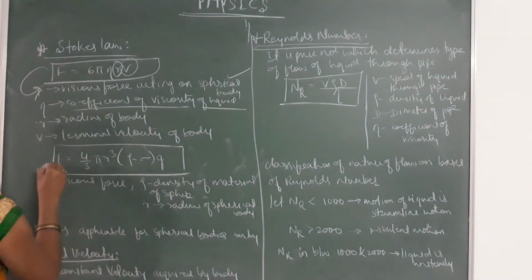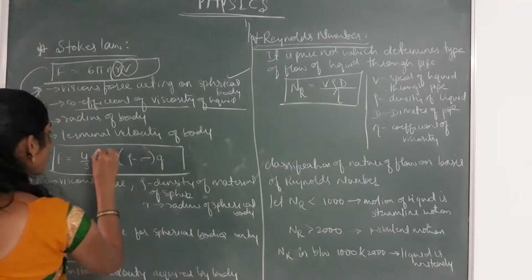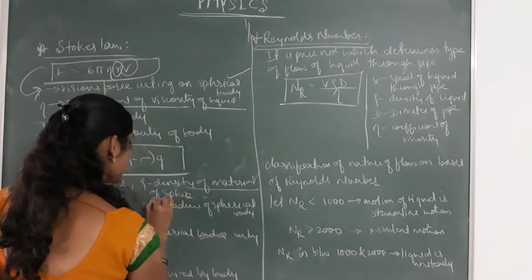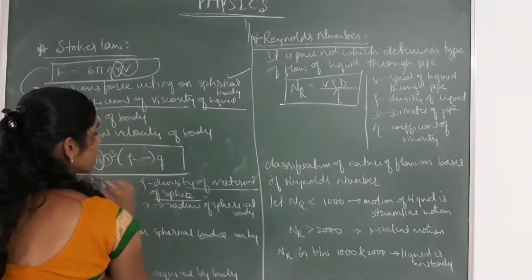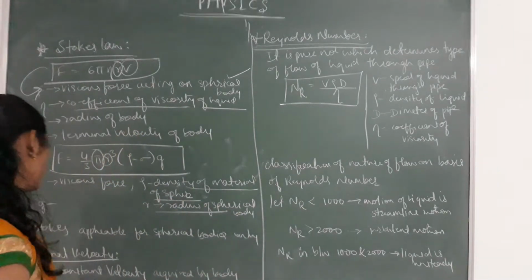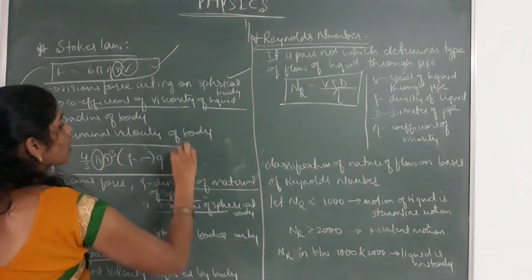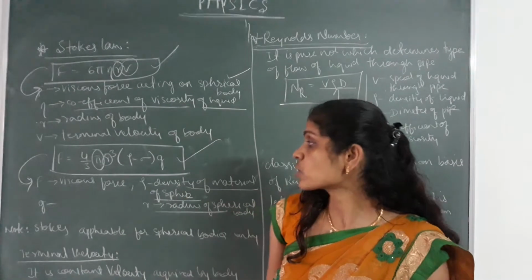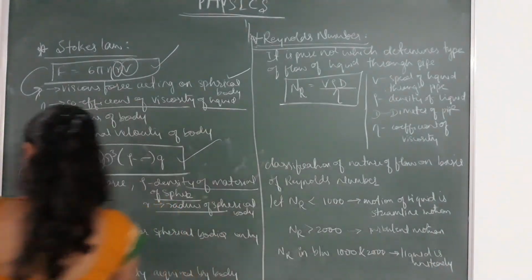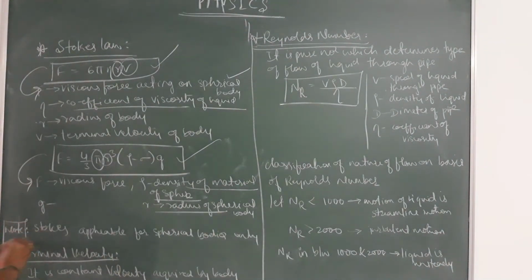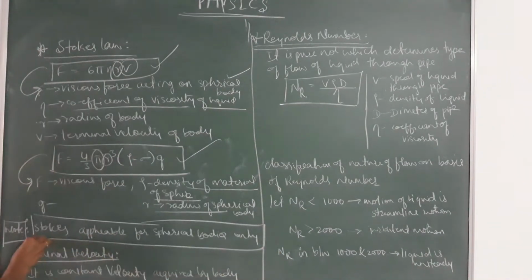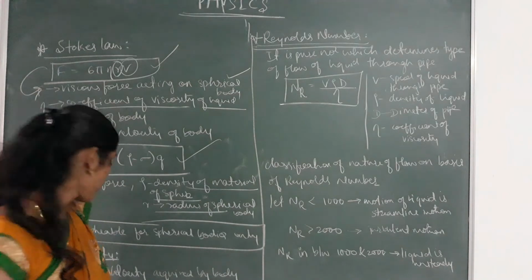Here F is the viscous force, pi is a constant, rho is the density of the material of the sphere and r is the radius of the spherical body. So you can use either of these formulas to represent Stoke's law. Keep one more point in your mind, that Stoke's law is applicable for spherical bodies only. You have to remember that.